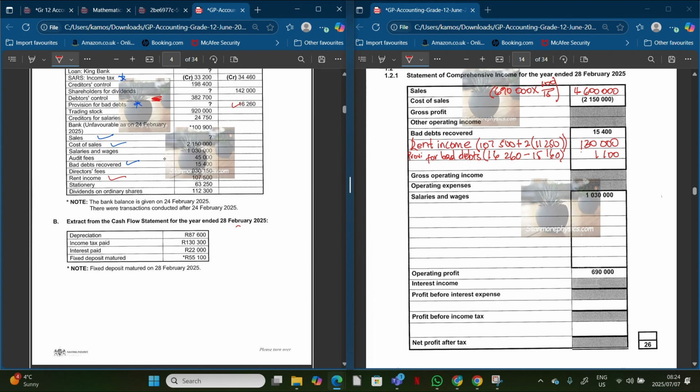The first expense here, if you can see, we have salaries and wages. And salaries and wages, it is already calculated right there, as you can see. 1,000,000 and 30, it's already given to us, not calculated. So now I want us to move to audit fees. Audit fees are also an expense, right?